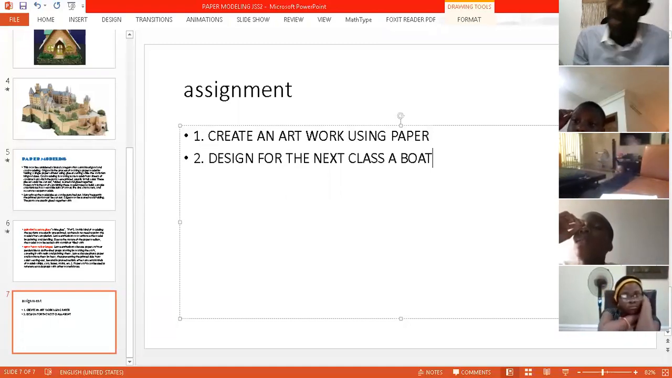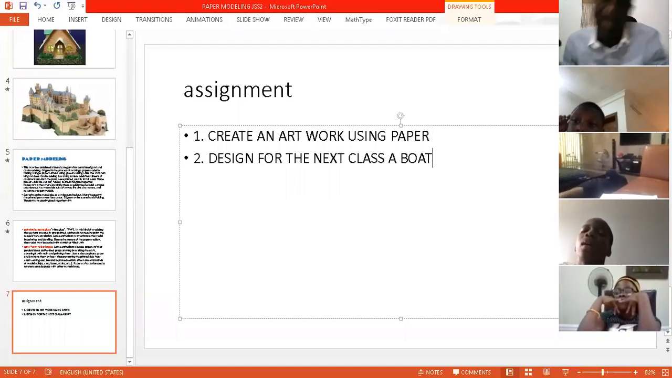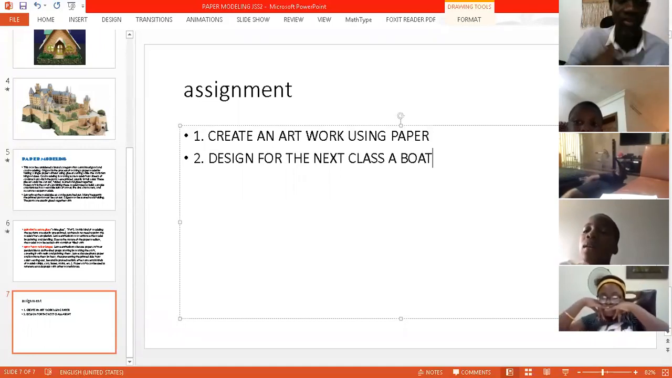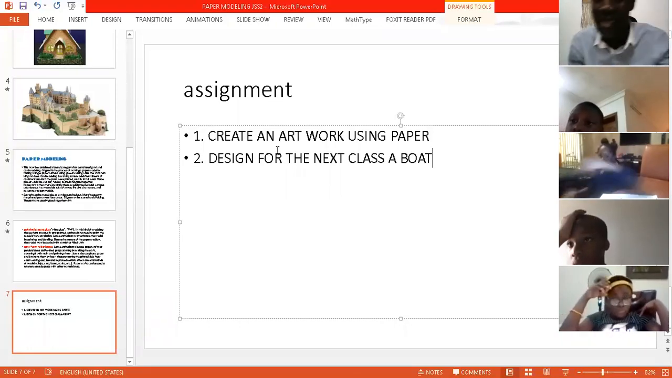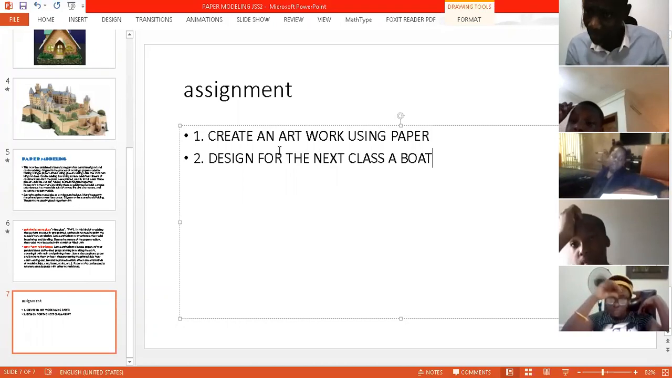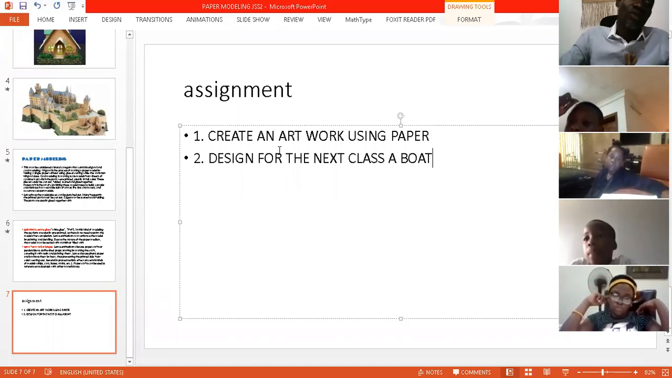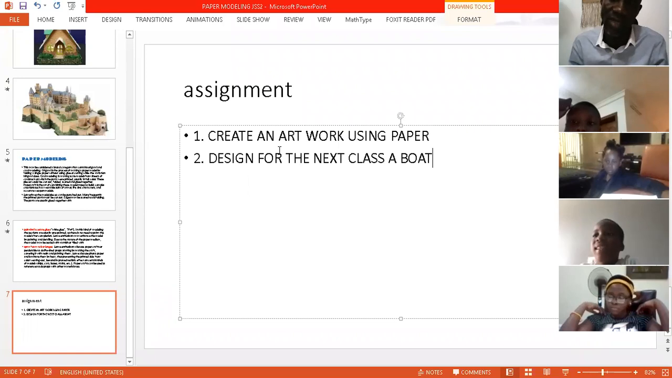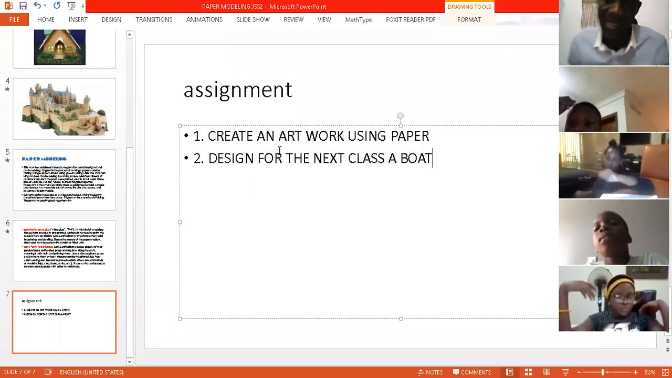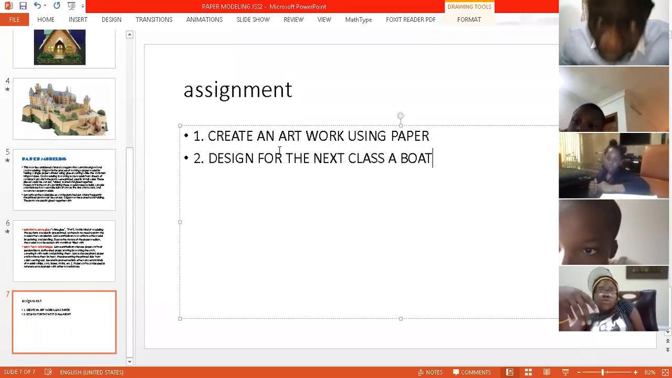But I'm saying now, like the two we discussed in class, we have done kirigami and we have done origami. It's either you fold it to make it or you cut it to design it. So I'm talking of the design. So your assignment, so we can end up our class. Create an artwork using paper. I don't mind if it's a boat or a house, but whatever you feel you can be creative about, that you can design, that will work well for us. Then the next one, design for the next class, a boat. I want to see it, and at the same time, I'm still going to collect.